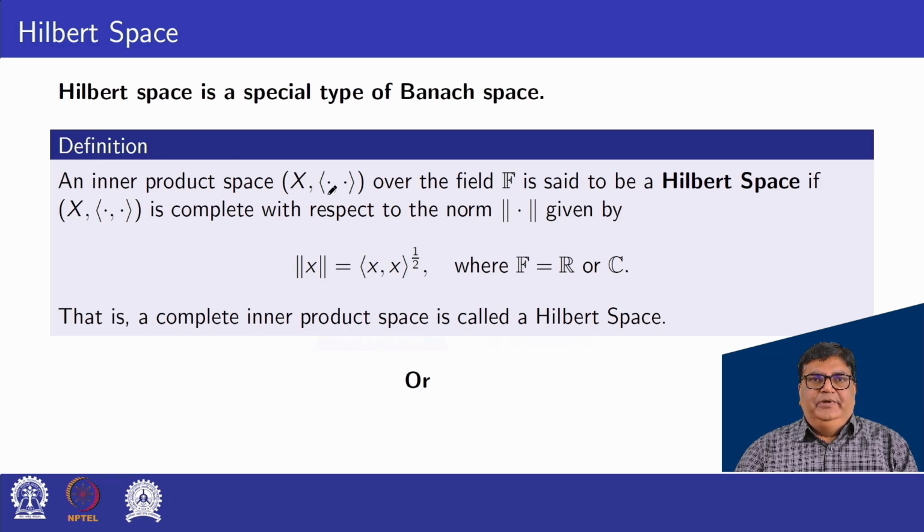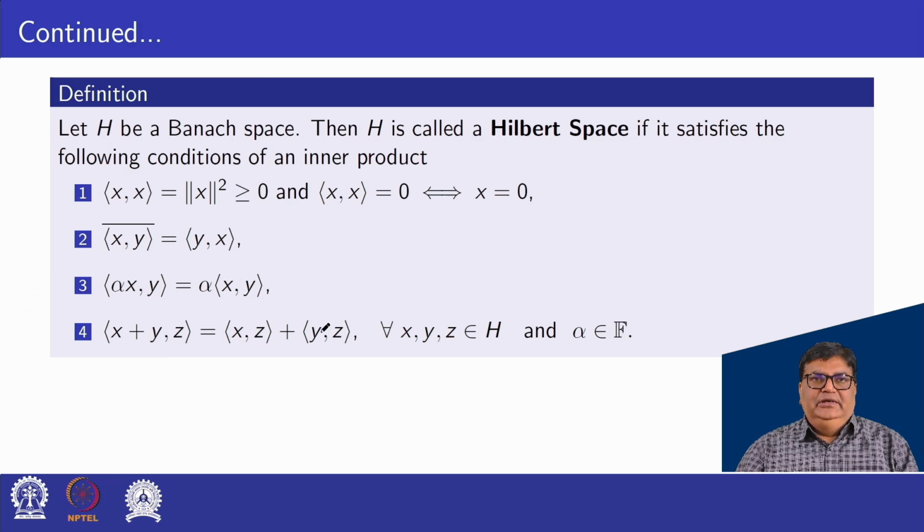An inner product space, ordered pair X and inner product over the field F, is said to be a Hilbert space if the ordered pair X and inner product is complete with respect to the norm given by norm of x equal to square root of the inner product of x, x, where F is the set of real numbers or the set of complex numbers. That is, a complete inner product space is called a Hilbert space. Or this definition also can be stated as follows.